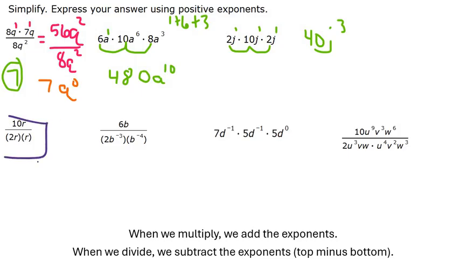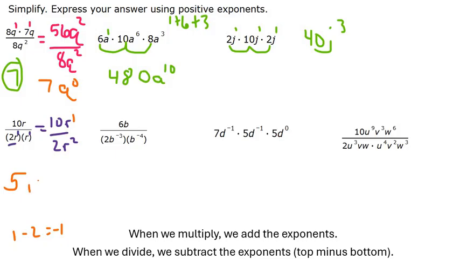For the one down here, I'm going to simplify the denominator first. So 2 is on the bottom, and then we have r times r. We both have a little exponent of 1. So that's an r squared. 10 divided by 2 is 5. And then this has an exponent of 1. So when we subtract the exponents, we have 1 minus 2, which is negative 1.